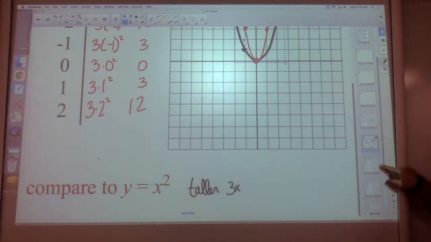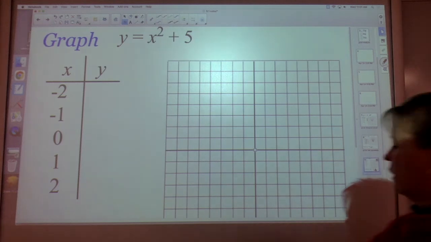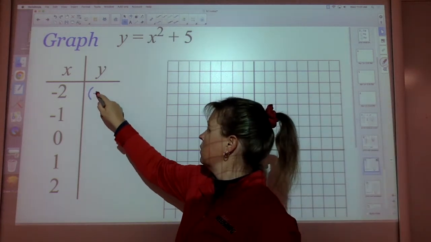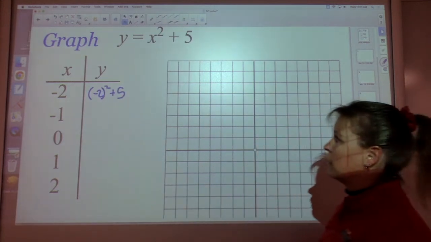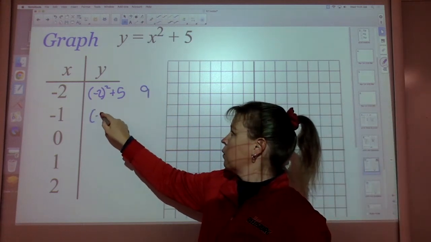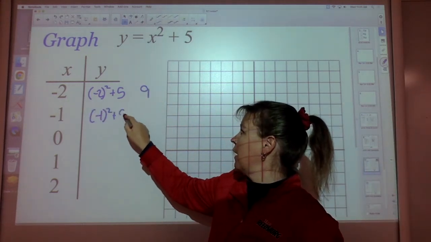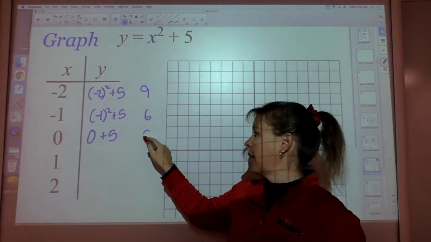Let's try another one. I know these notes are getting a little bit long, but you've got to be able to graph. Sorry, there's a hiccup. y equals x squared plus 5. So now we're taking our -2 squared in parentheses and adding 5 to it. -2 squared plus 5 is 9. -1 squared plus 5 is 6. 0 plus 5 is actually 5.